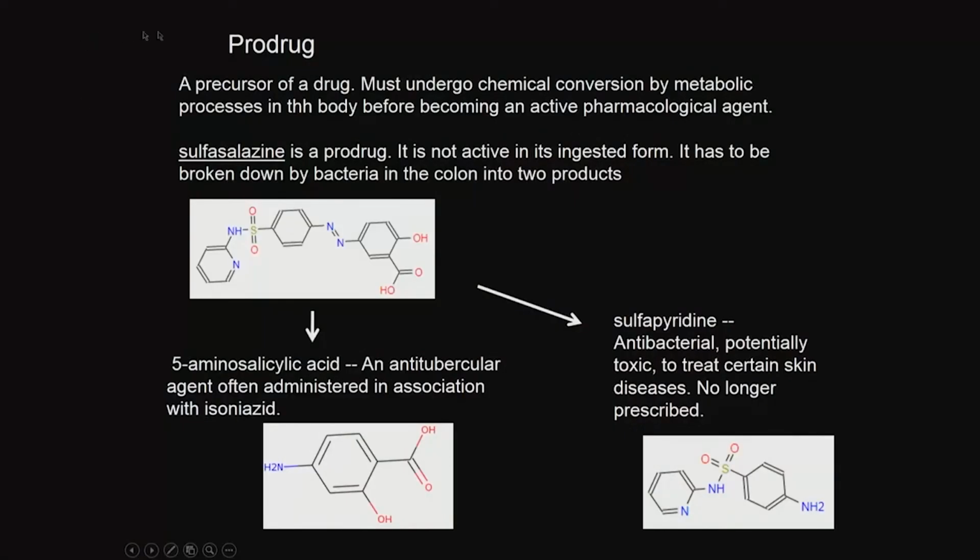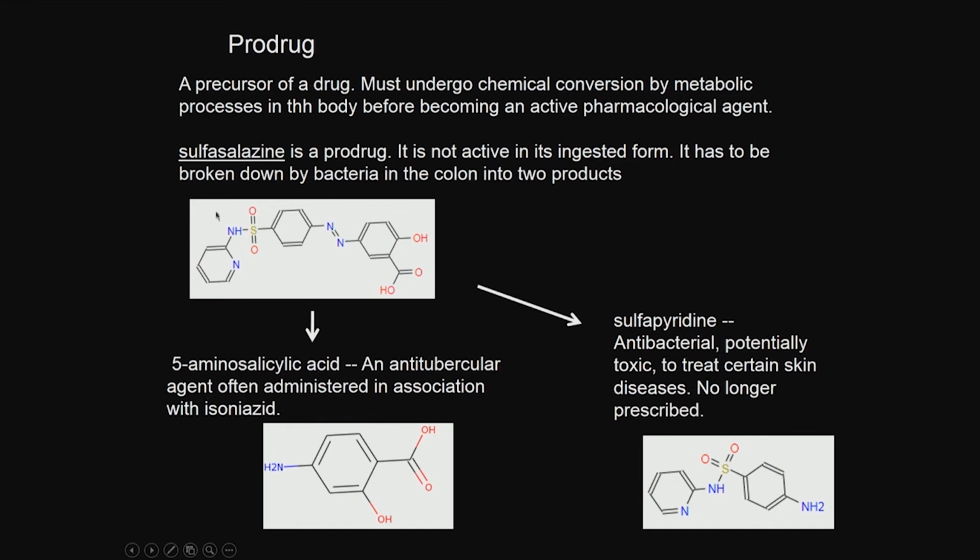Look at this, sulfasalazine, this is a prodrug in its ingested form. It has to be broken down by a bacteria in the colon into two products, okay. So, it is broken down into sulfapyridine, sulfa, you have the sulfur group, sulfur dioxide, pyridine. This is an antibacterial to treat certain skin diseases, whereas this one is 5-amino salicylic acid. You can see the salicylic acid, an anti-tubercular agent often administered in association with isoniazid.